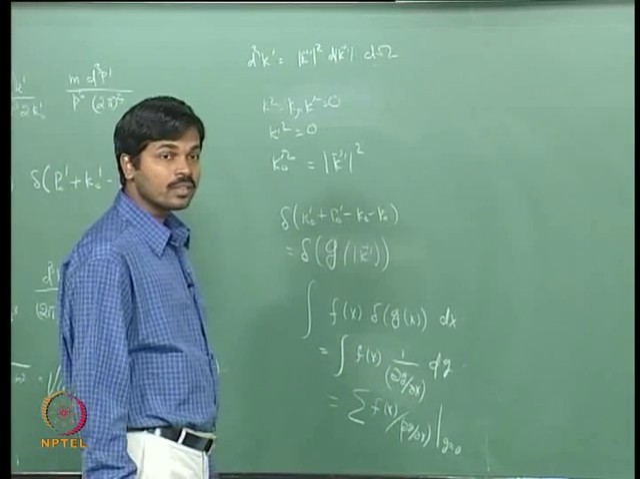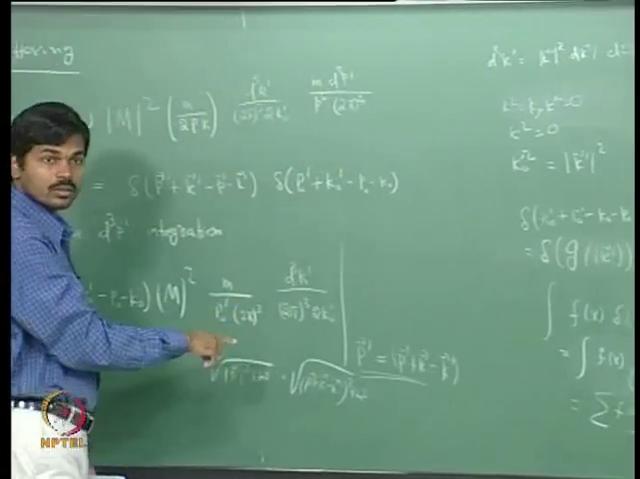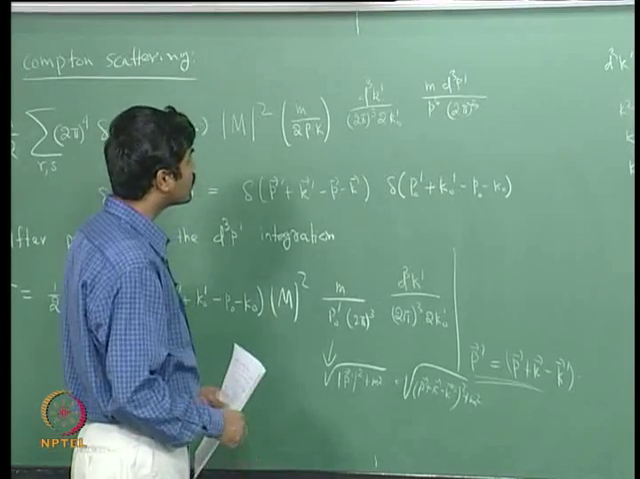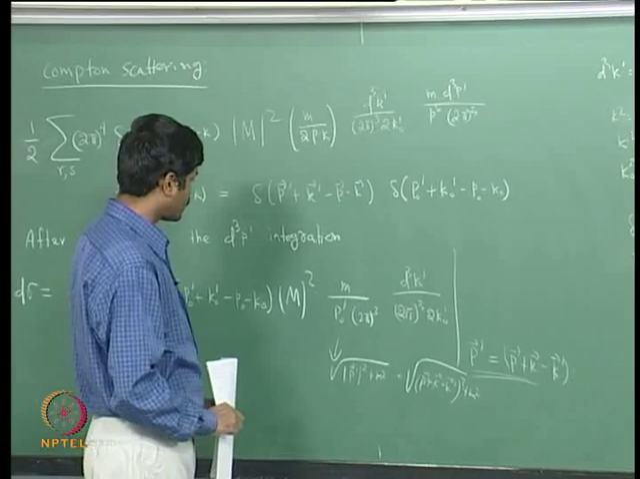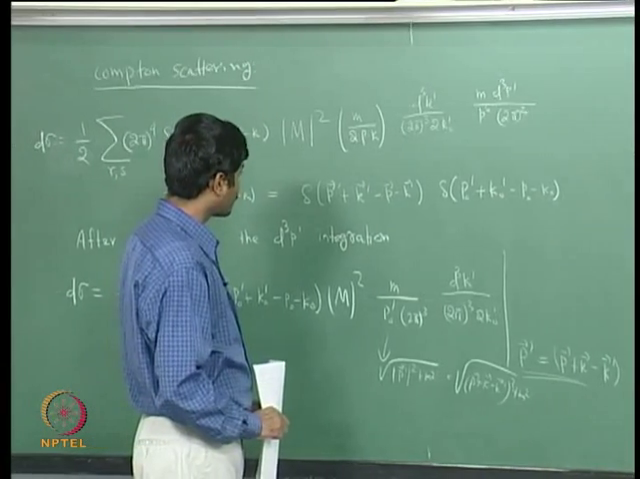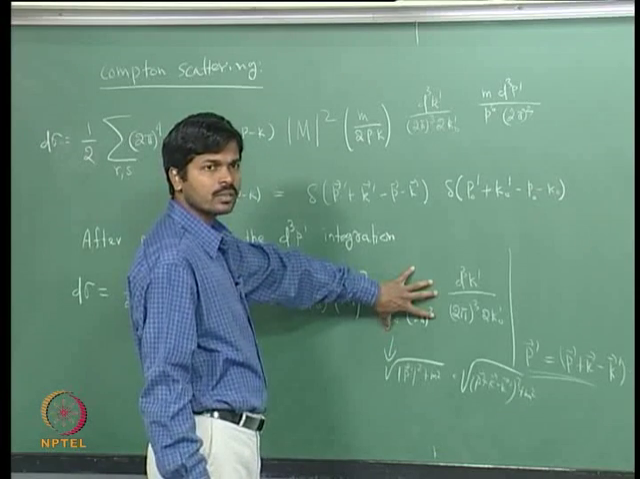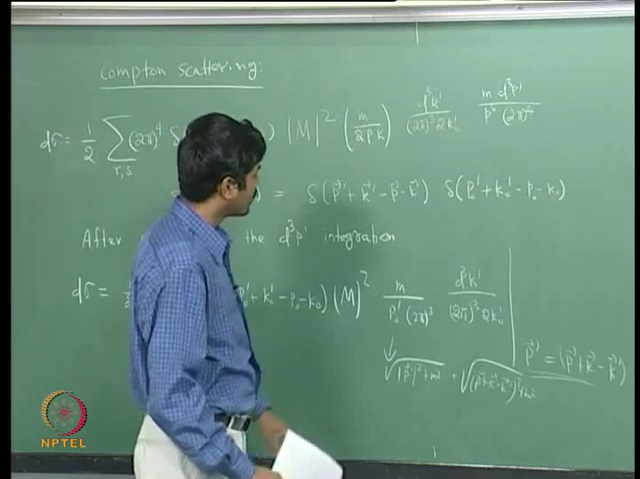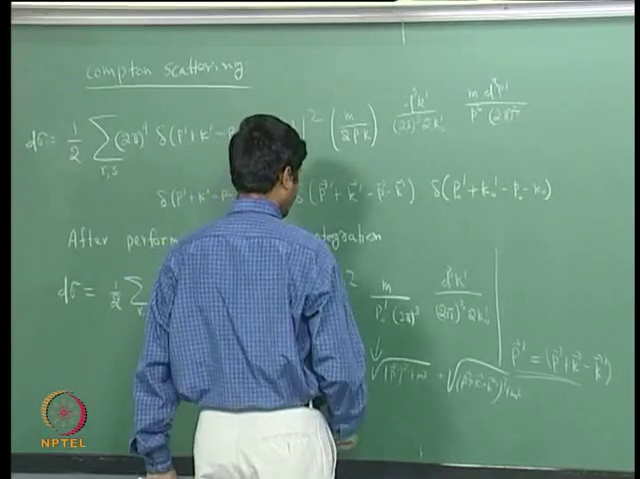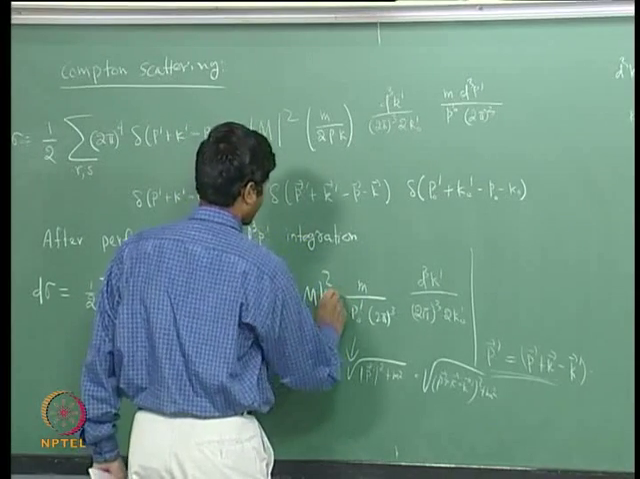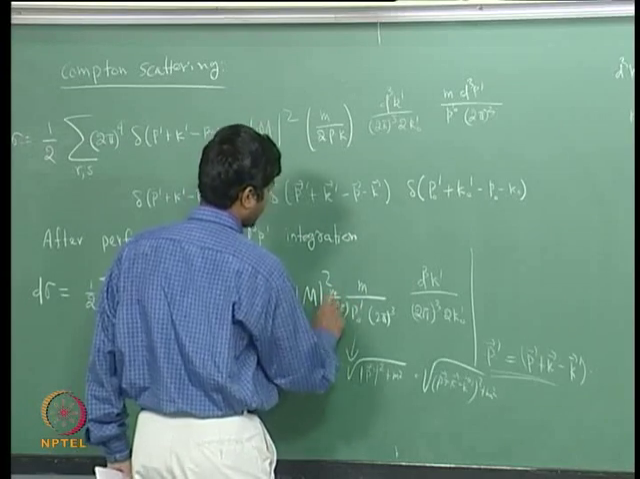What is missing? Here to here. This is there. Ah, thank you. Okay, this is missing. Okay, good. So m divided by 2 p dot k is already there.